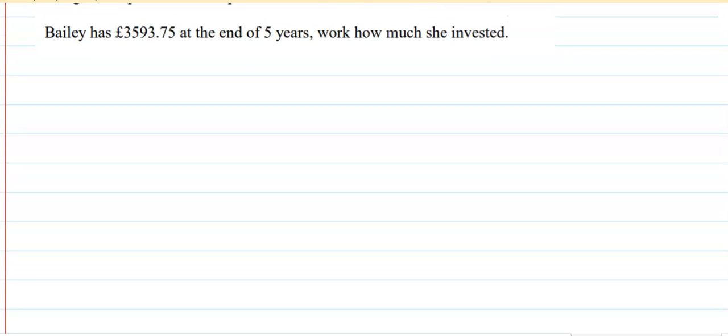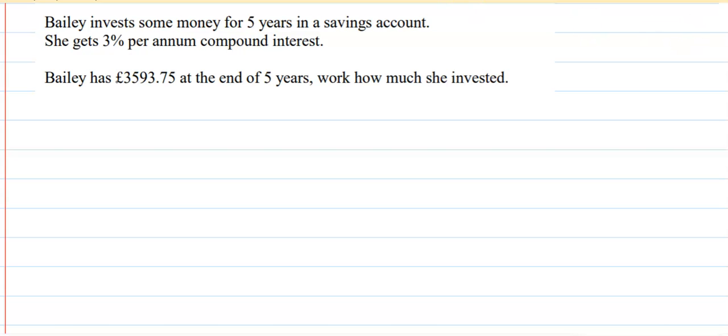Okay, so here is another question. Bailey invests some money for 5 years in a saving account, and she gets 3% per annum, per annum means per year, compound interest. Bailey has 3593.75 at the end of 5 years.